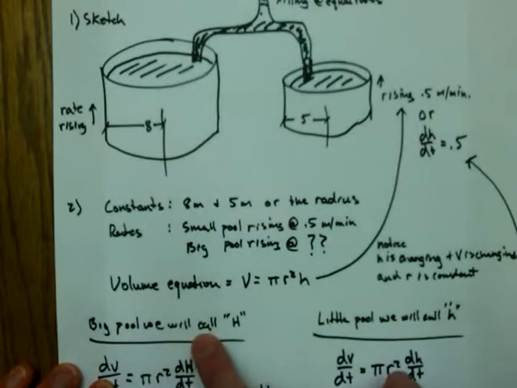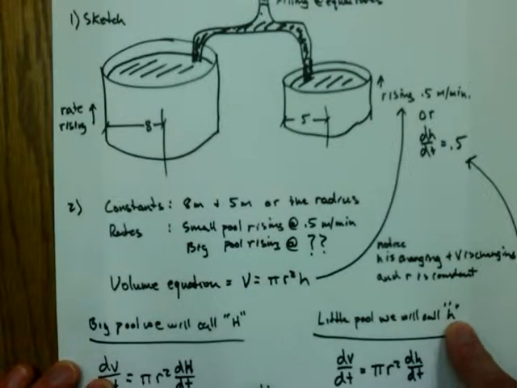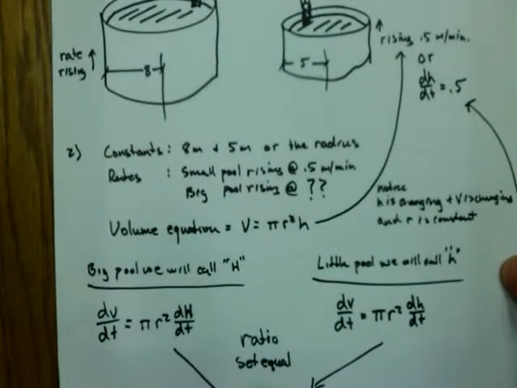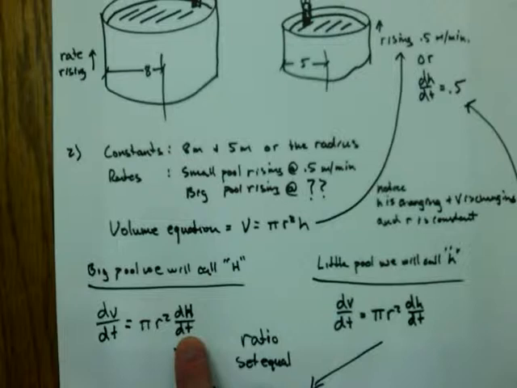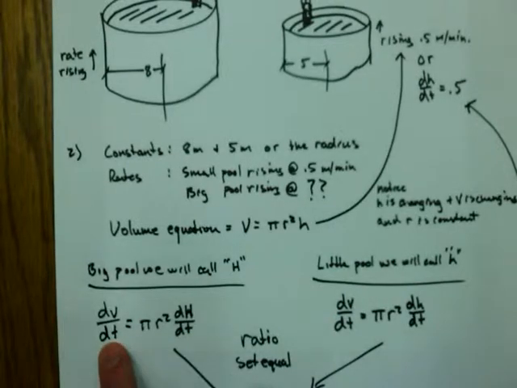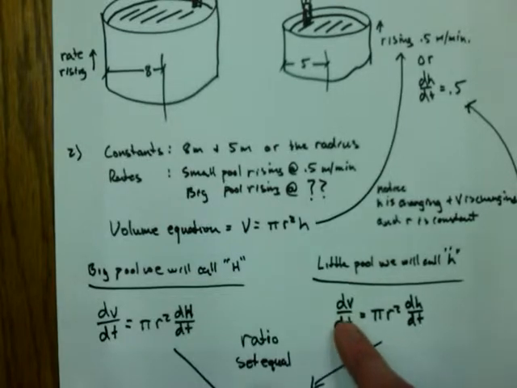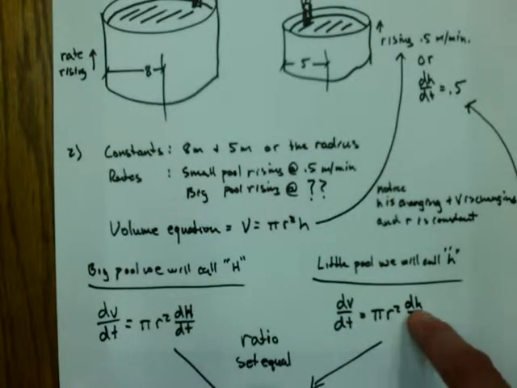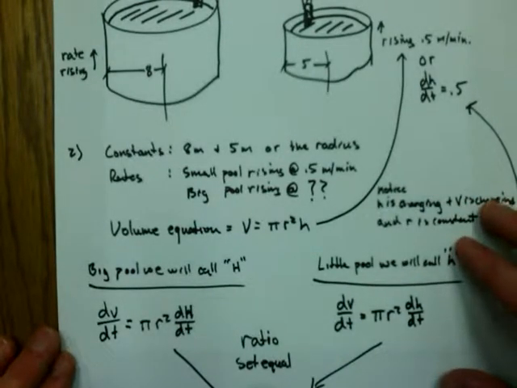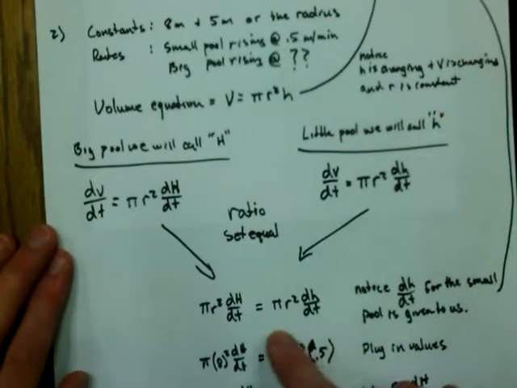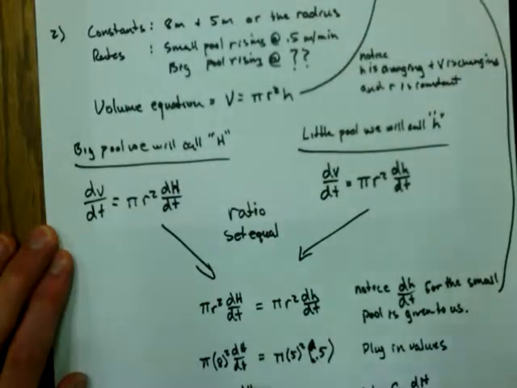The first thing we'll do is label our pools so we can keep our information straight. The big pool here I've called big H, and the little pool I've labeled small h. The two things that are changing are our volume and the rate at which they're rising. So we have dV over dt equals pi r squared dH/dt, and basically the same thing for the smaller pool. I've decided to use little h in the rate there.